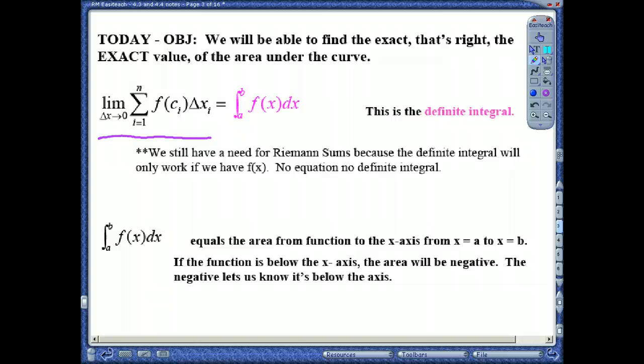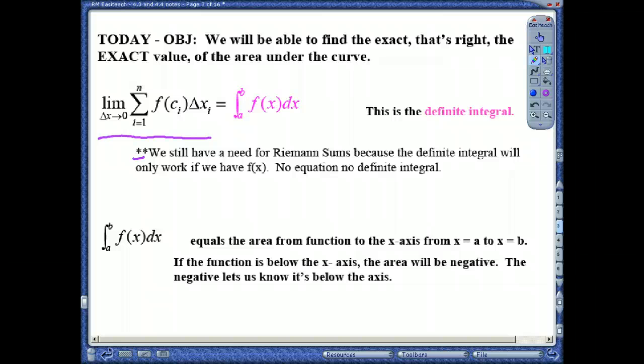Now, please don't think that, oh, thank goodness, now that we know definite integrals, we're never, ever going to use Riemann sums again. That's just not true. Sometimes we won't have an equation to deal with. We'll only have data, and we'll need to estimate that area under the curve. Still, we'll need Riemann sums.